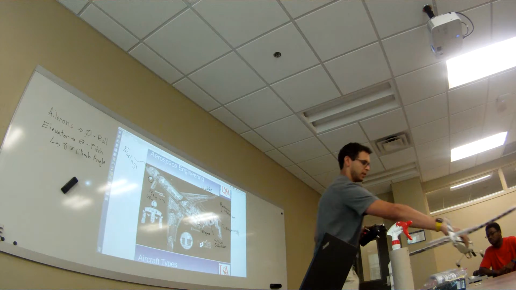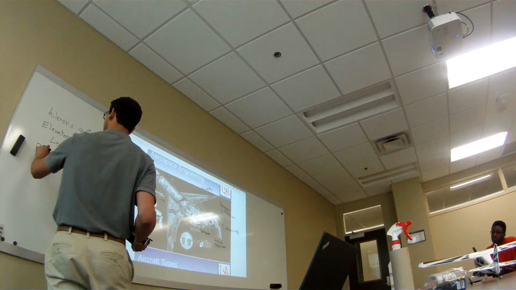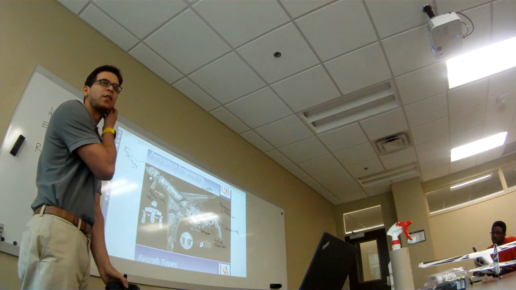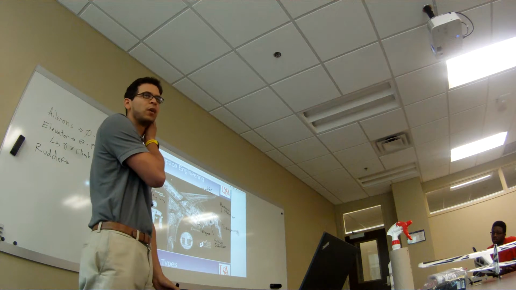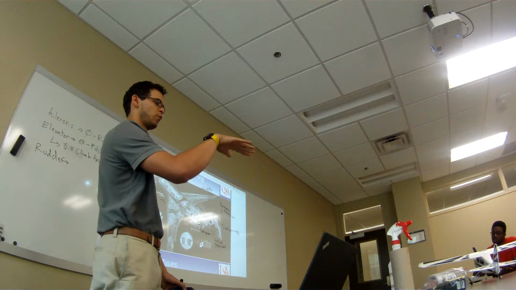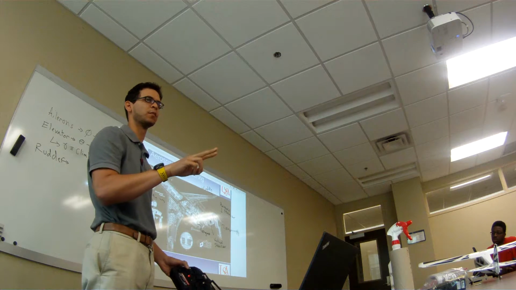Let's see, what else did I want to say about this thing? So obviously we've got elevator. Then that guy in the back is rudder. And what is rudder for? Yaw. It's kind of for yaw, but not quite. You can't just rotate the aircraft like this, right? It's for two specific maneuvers.